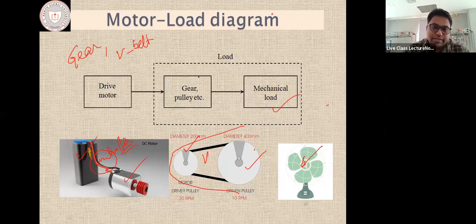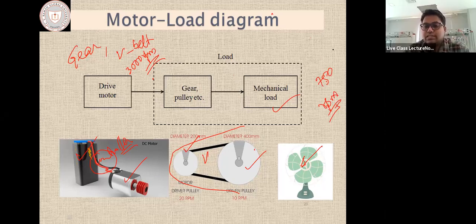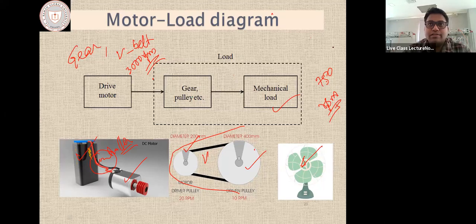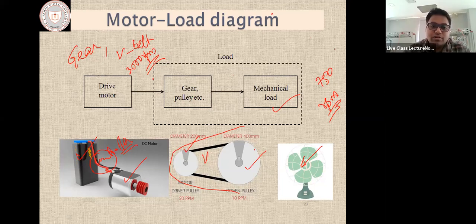See, say the motor is running at 3000 RPM, right? And your mechanical load needs to run at 750 RPM. To control the speed, we can use a modulator, converter or controller. Yes, you can. That's why nowadays in electric bikes, you don't find a gear. You will just find an accelerator, right? But in earlier days the power modulator was unable to do such things, and there is also another reason.